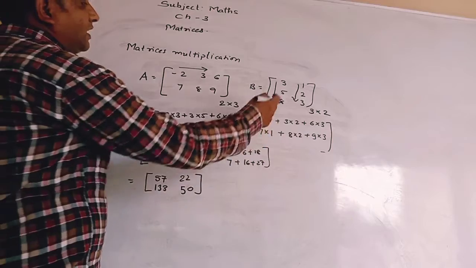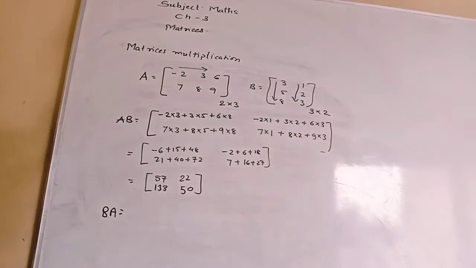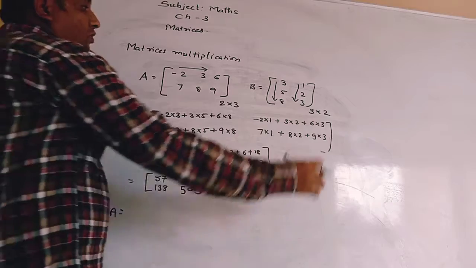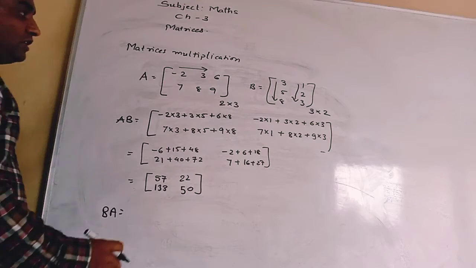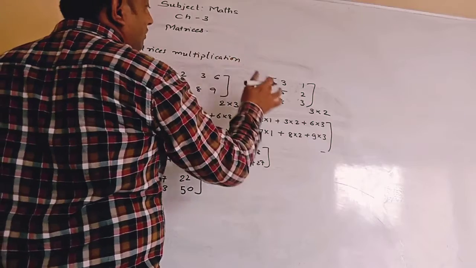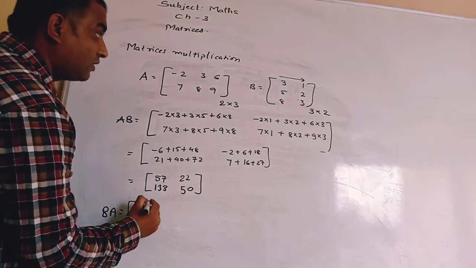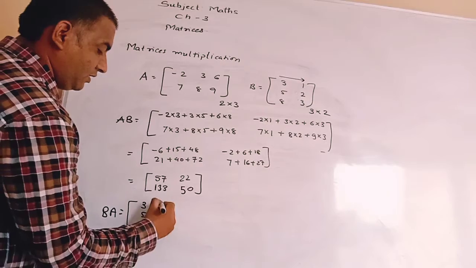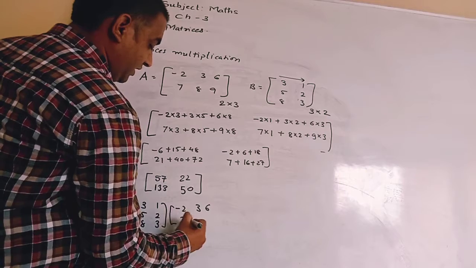Now if we want to find BA, here it is 3 cross 2 and 2 cross 3, so the number of columns in B equals the number of rows in A, and so it is also possible. Now we take B cross A. In B first we write 3, 5, 8, 1, 2, 3, multiplied with -2, 3, 6, 7, 8, 9.